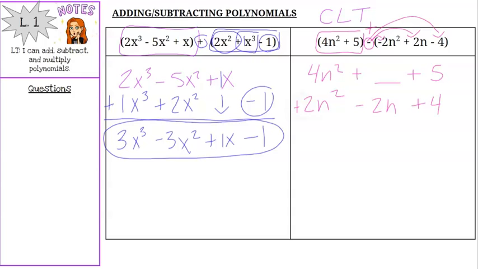So then we can treat this like one big addition problem. And we just add up our like terms. So right now I'd like you to add up your like terms and check your answer in Edpuzzle.